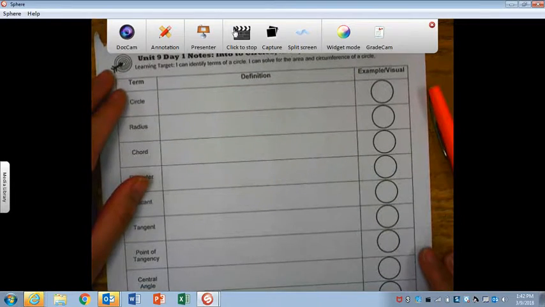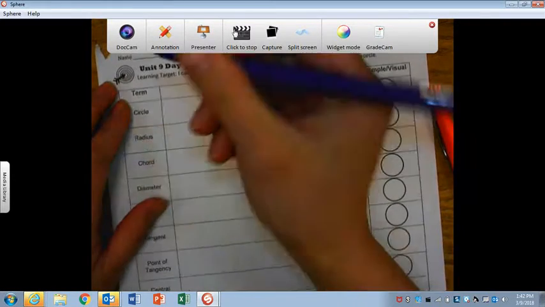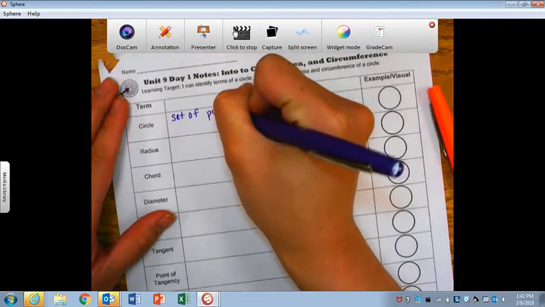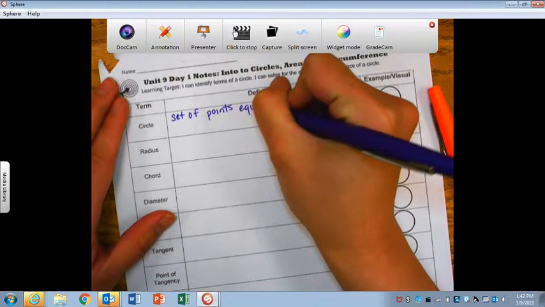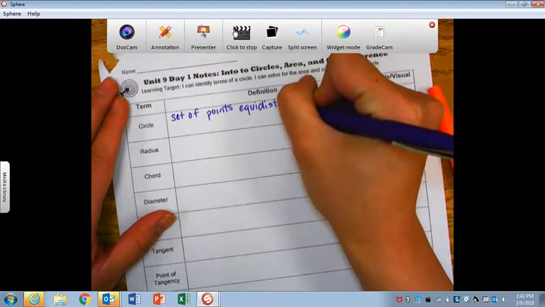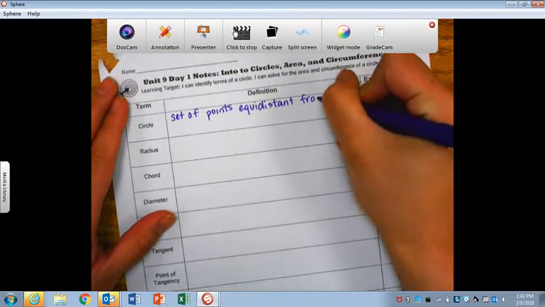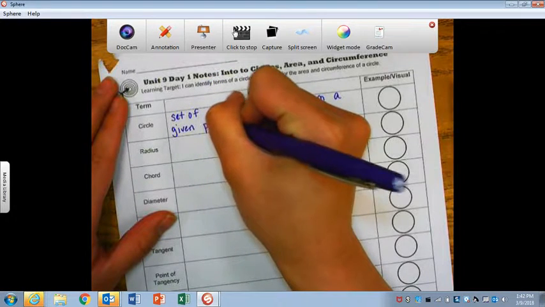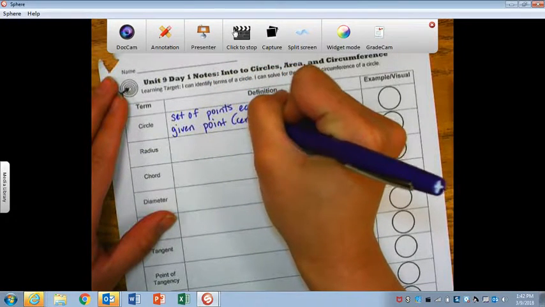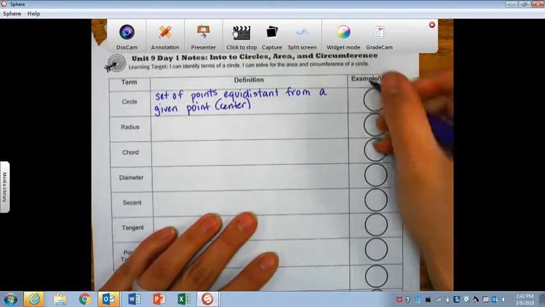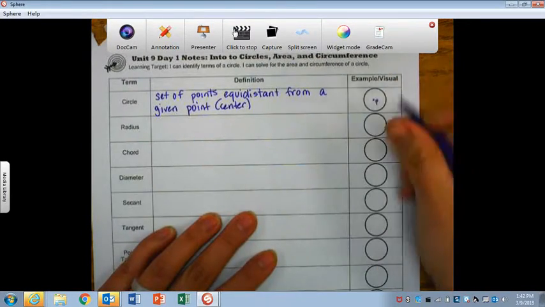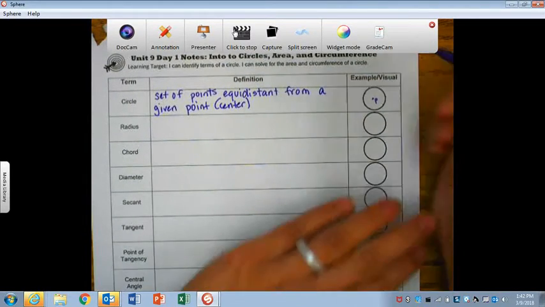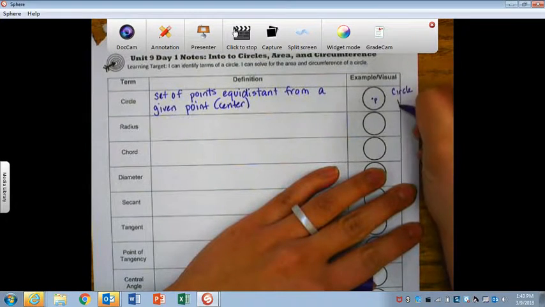All these terms. Okay, first one is a circle. A circle is a set of points equal in distance from a given point, which is called the center. When you look at this, here's your center. All these points are equidistant from that point. You're going to call this circle P.